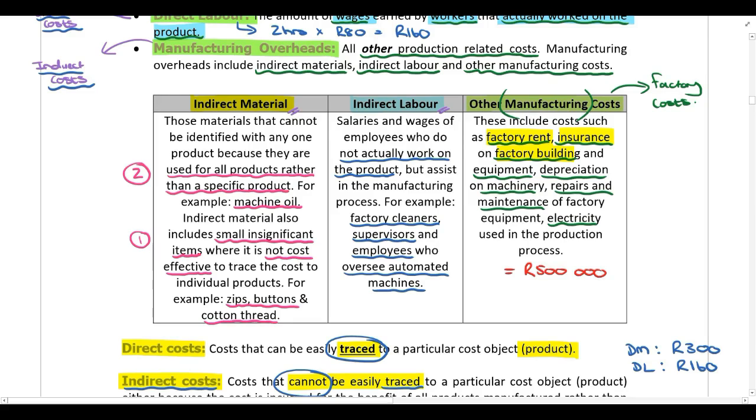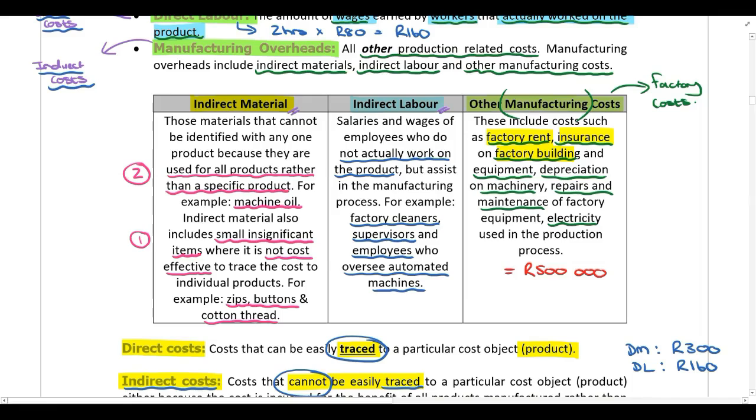It's not possible to trace that cost to an individual pair of jeans because that cost is not incurred just to make 1 pair of jeans. That cost is incurred for the benefit of all of the units that were manufactured in the factory during this period. So we can't easily just trace the cost to an individual product.